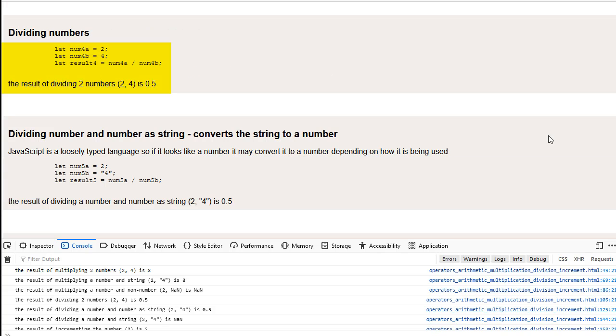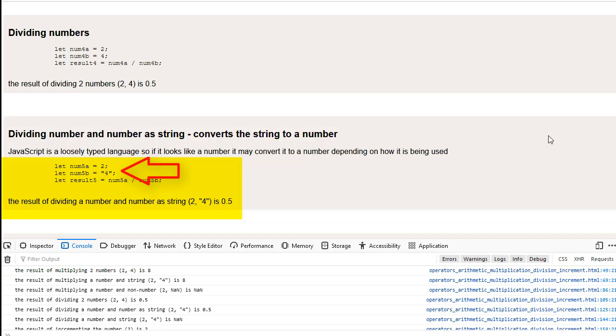So here we are dividing the numbers. We have num4a equals 2, num4b equals 4. We're dividing them, and we have a decimal 0.5. The division operator is a /. So that's pretty straightforward. In our next example, we have our number 4 in quotations.